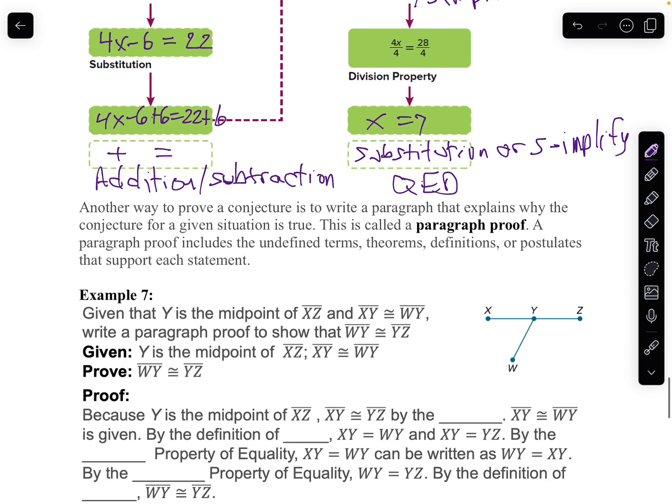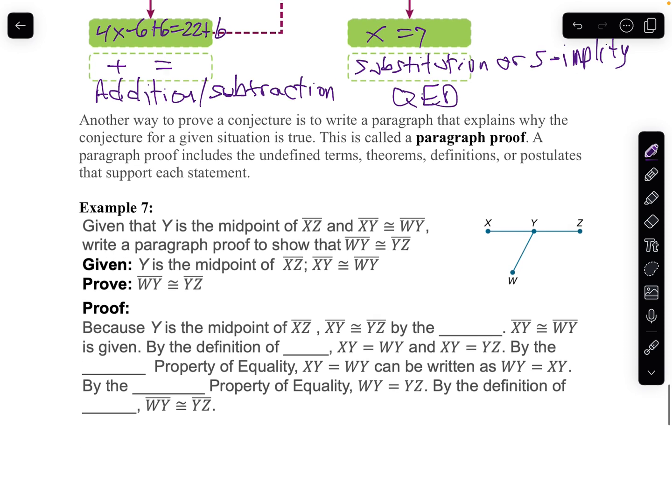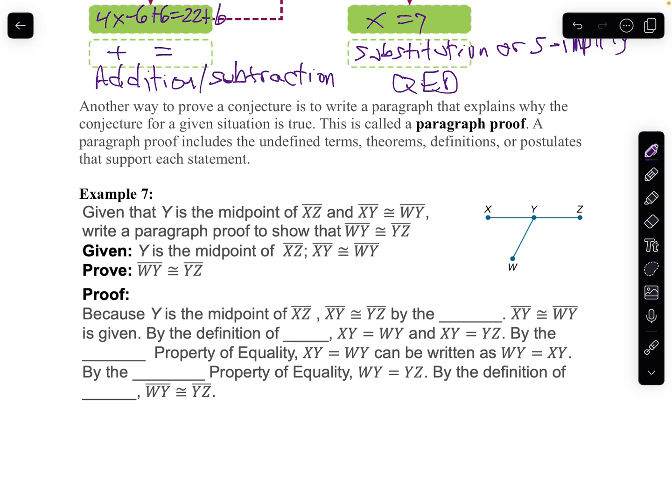Now our third type of proof is probably the least favorite of students. Because to me, and I agree with you, I don't like paragraph proofs. But here, let's go through this. And it's exactly what it sounds like. You're just going to write out a paragraph. And when we write out a paragraph, we do have to talk about a couple things.